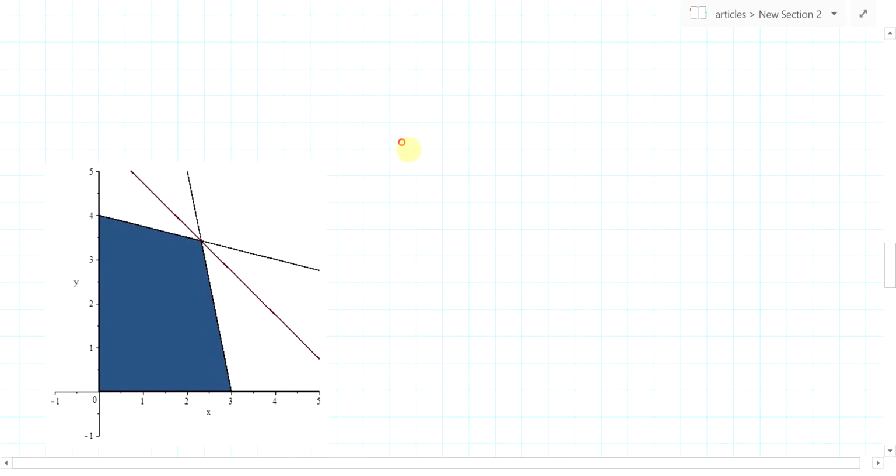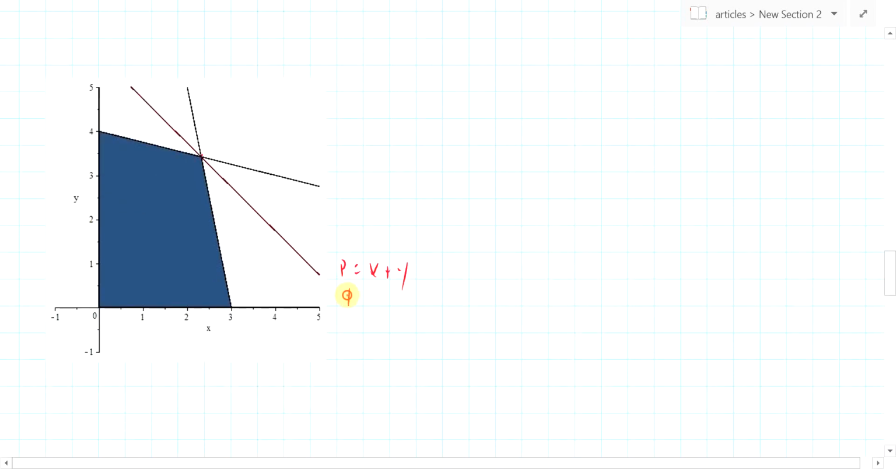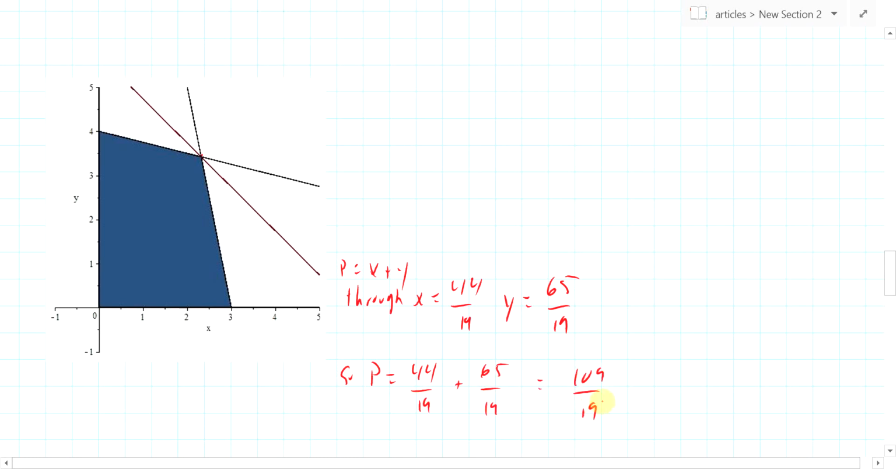So there it is. There's my maximum profit line that goes right through the corner. Profit here is, well, profit is generally defined as x plus y. We know it goes through the point x equals 44 over 19, y equals 65 over 19. So if we plug those in for x and y, this line is the profit. P equals 109 over 19. Right, there we go.